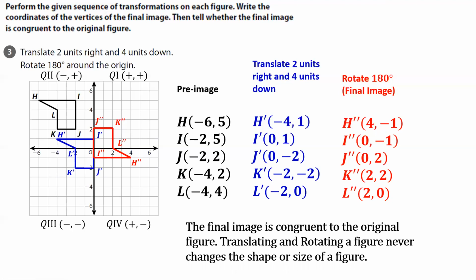Once again, take your phone in your hand, slide it across your desk. It's not changing size or shape. Rotate it again 180. It's not changing size or shape. Transformations keep congruency. The only transformation that changes congruency is a dilation because that actually changes the size.